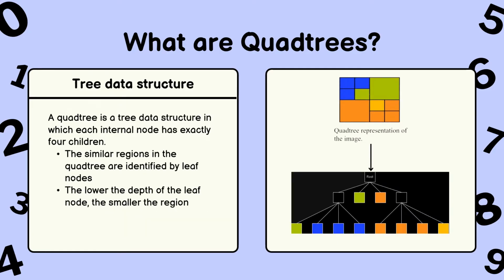In terms of the actual tree structure, we start from the root node, and whenever the data is split into 4 quadrants, the node is split into 4 children nodes. The similar regions in the quad tree are identified by leaf nodes. The lower the depth of the leaf node, the smaller the region.